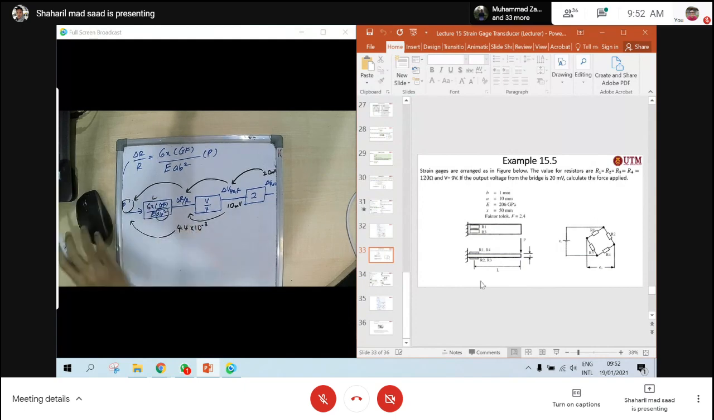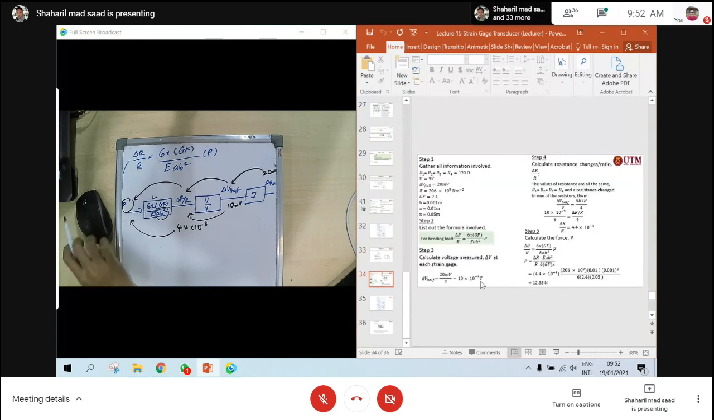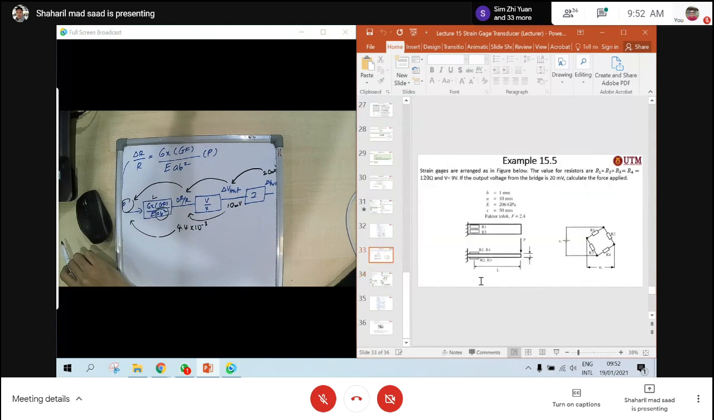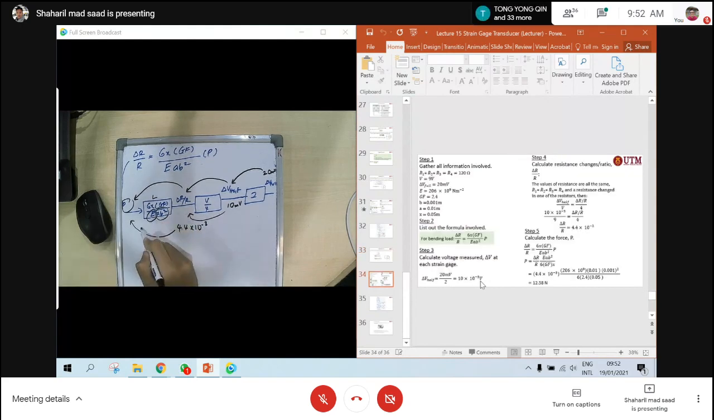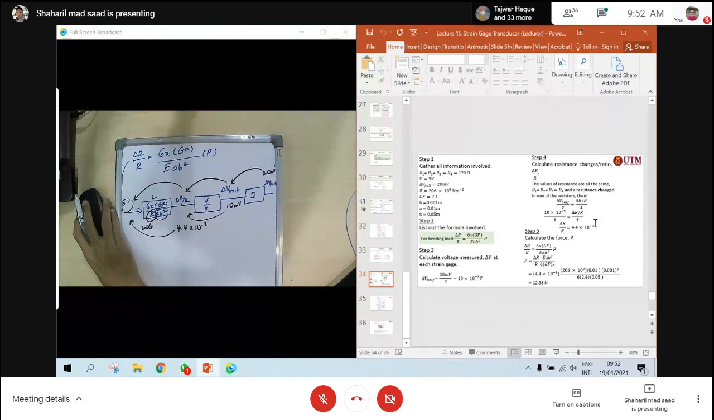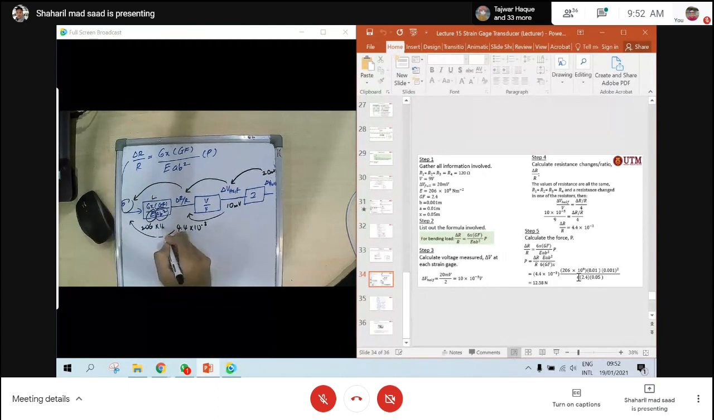Area done. Modulus Young, he gives it to you, right? Or not? Where is the modulus Young? Yeah, 206 there. Okay, modulus Young is 206. Done. Okay, he gives it to you. 206 times 10 power of minus 9. Done. GF is already given to you. X is given to you. Then you can get the P.